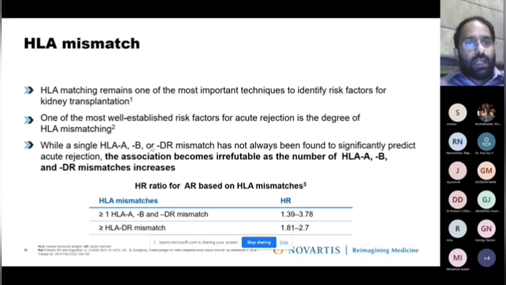While a single HLA A, B, or DR mismatch has not been found to significantly predict acute rejection, it becomes more significant as the number of HLA A, B, or DR mismatches increases. So the hazard ratio tends to increase with the degree of HLA mismatches, especially HLA DR mismatches. There is increased risk of acute rejection.